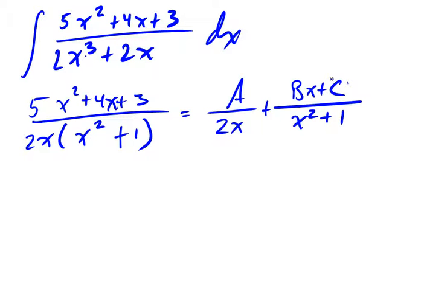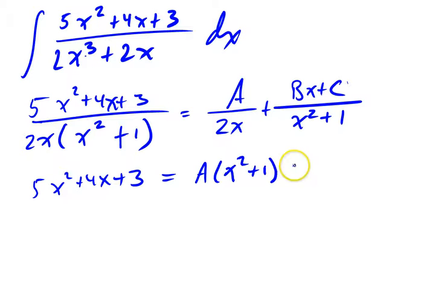Okay. So now, doing the same kind of stuff as we've done before, you multiply both sides by this denominator, so that you just end up with a numerator on this side. 5x squared plus 4x plus 3 equals this denominator times the first fraction. The two x's cancel out, so I'm left with A times x squared plus 1. And this denominator times the second fraction, the x squared plus 1's cancel out, and I've got 2x times Bx plus C. Okay. Now I've got to solve for A, B, and C.